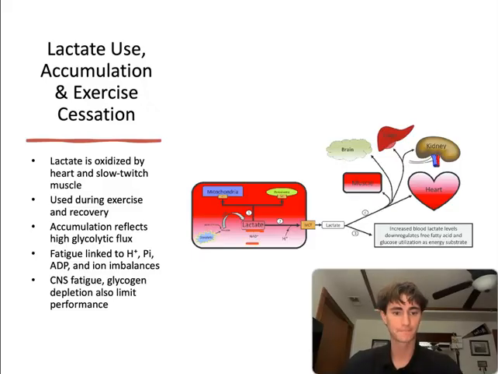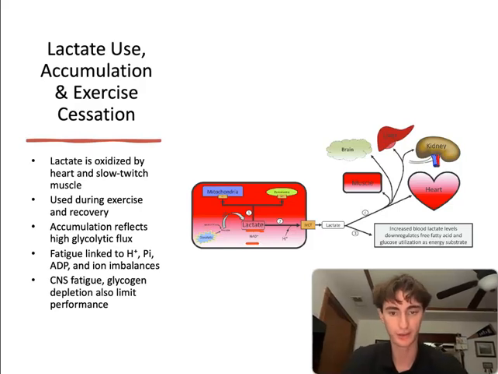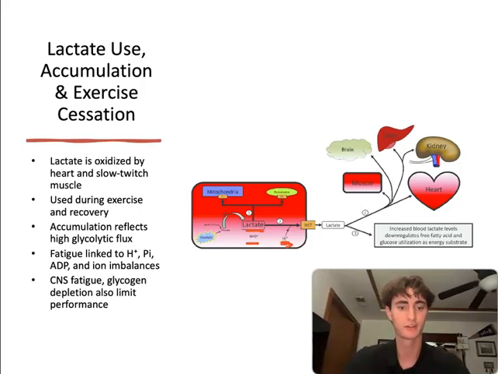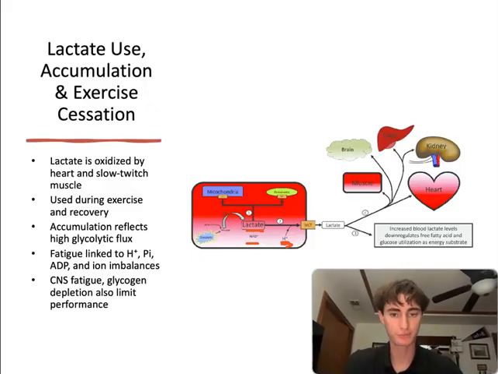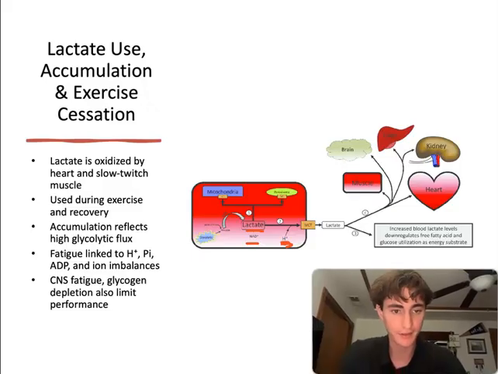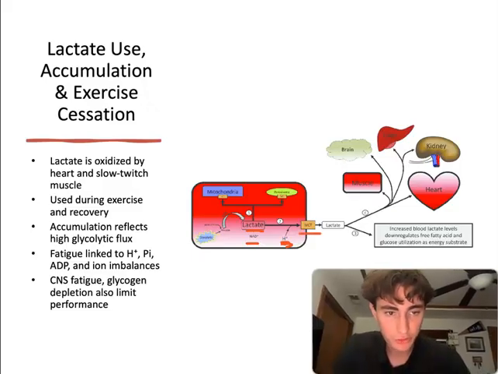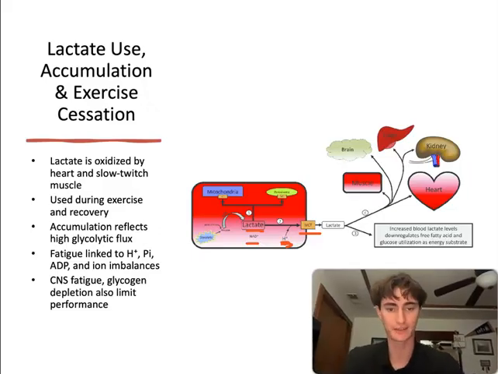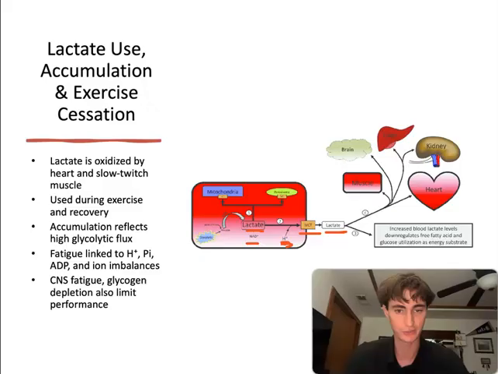The pyruvate is converted to lactate to regenerate the NAD+, allowing the ATP production to continue. Lactate accumulates inside the muscle alongside these hydrogen ions right here. Lactate is then transported out of the muscle cell by these MCT transporters. This prevents the intracellular buildup and allows lactate to then enter the circulation, as we see right here, as it can be sent off.